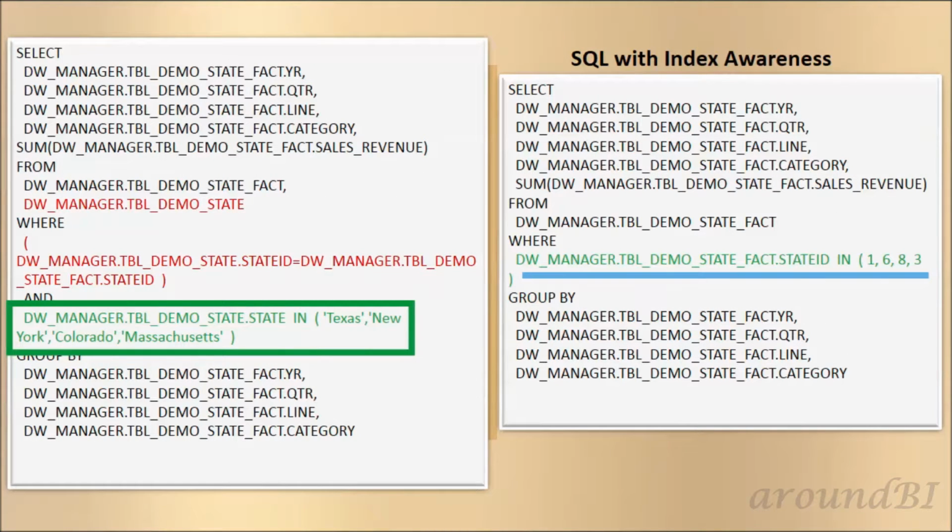With index awareness, we tell Designer that state ID is the primary key of the state table and that it also appears in the state fact table as a foreign key. Using this information, Designer can restrict the states without joining to the state table and can generate SQL in the most efficient way that will boost query performance.